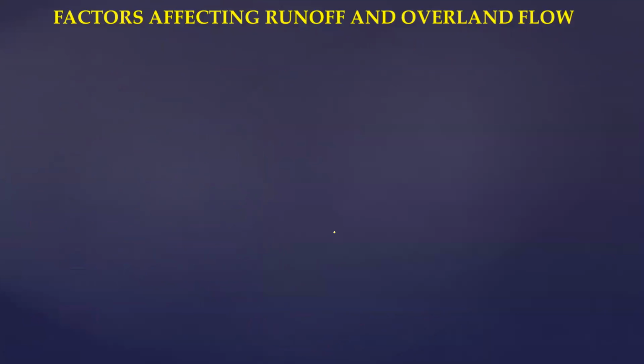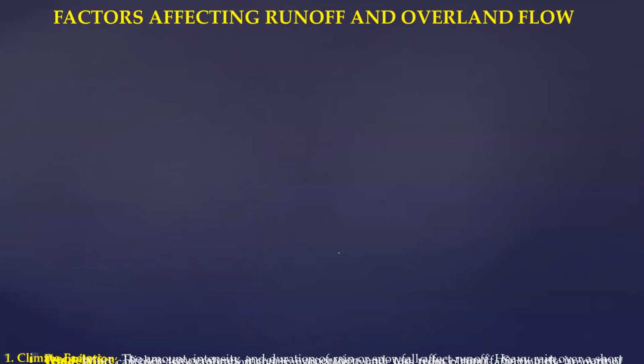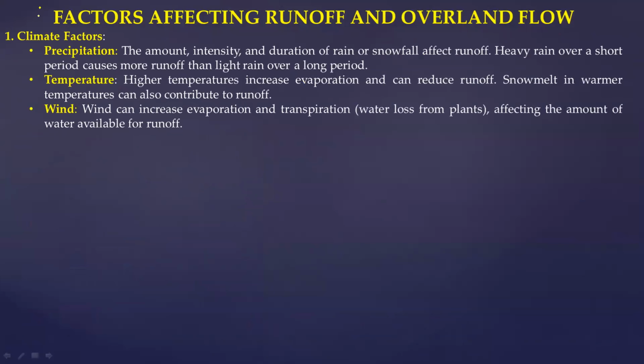Now, what are the factors affecting runoff and overland flow? The first, obviously, is climatic factors. In our playlist on our channel, you have an entire series on climatology, where precipitation, temperature, wind, everything is discussed in detail. Here we have only the pointers. Precipitation is amount, intensity, and duration: how much, what intensity, and what duration. All of it affects the runoff.